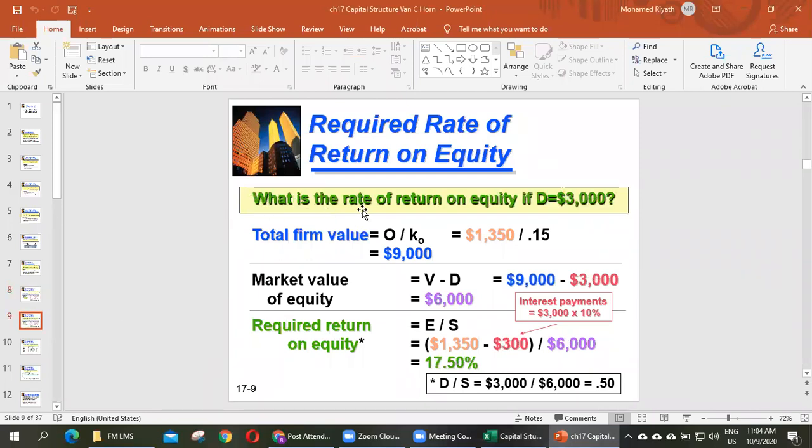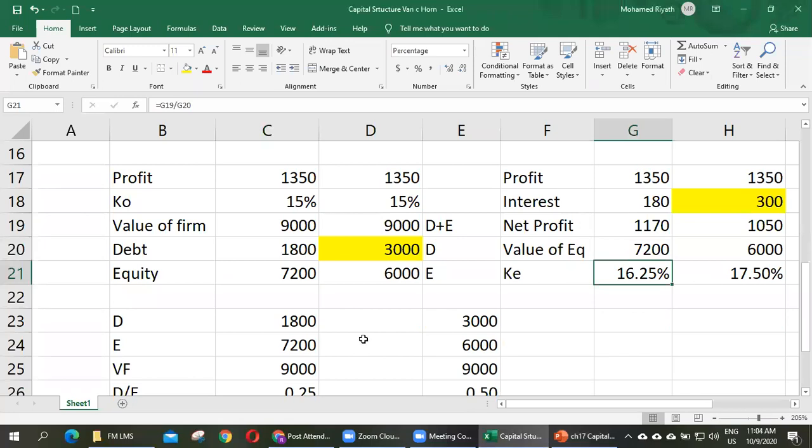Then what is the rate of return on equity if debt equals 3,000? Right? Debt equals 3,000. Then we work it out. The profit remains unchanged, the overall cost of capital also remains unchanged, and the value of the firm is 9,000. The value of the firm is not changed, but the debt capital is 3,000. Earlier it was 1,800. Now it is 3,000. So the value of the firm is 9,000 and the value of the debt is 3,000. Therefore, the balance figure is the value of equity, right?